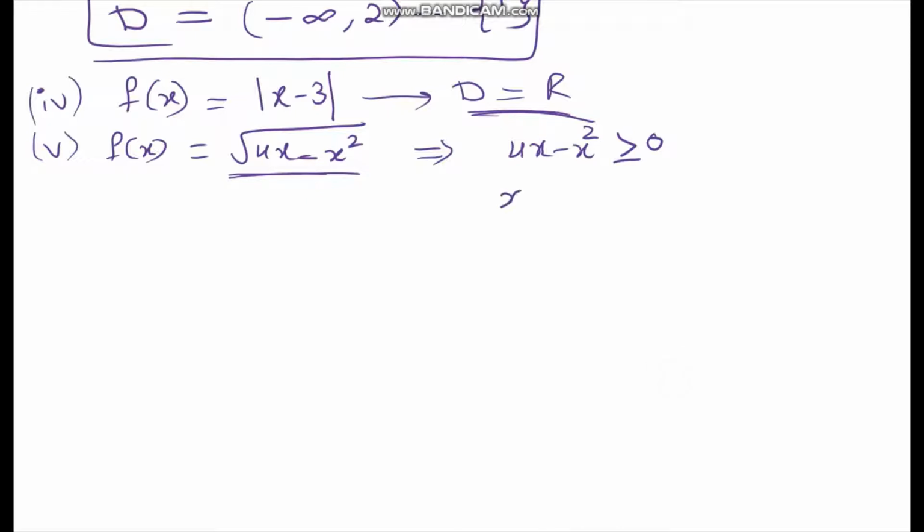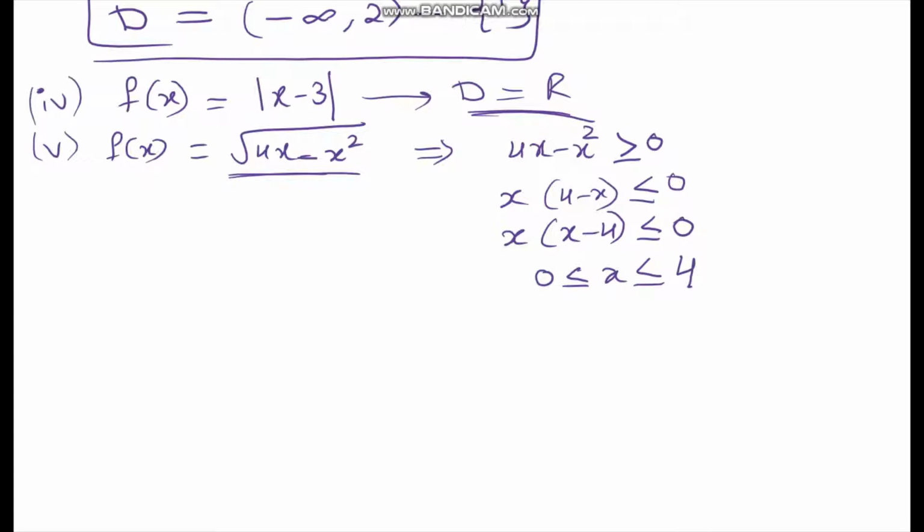If I take x common, x into (4 minus x) should be greater than or equal to 0. Multiplying by minus on both sides, x into (x minus 4) will be less than or equal to 0. So x should lie between 0 and 4, 0 less than or equal to x less than or equal to 4. So this is the domain now. Domain equals the closed interval 0, 4.